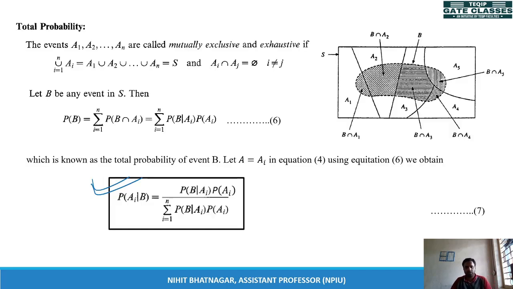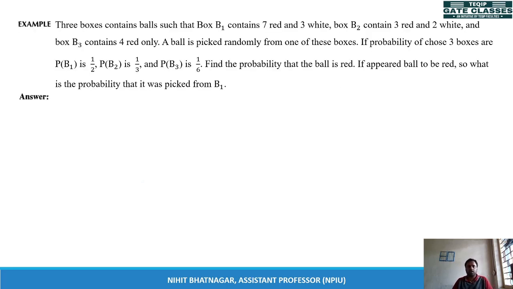Now we just go through some numerical problems regarding this total probability. In this question, there are three boxes: B1, B2 and B3, and they contain some balls. B1 contains 7 red and 3 white balls. B2 contains 3 red and 2 white balls. And B3 contains 4 red balls only.